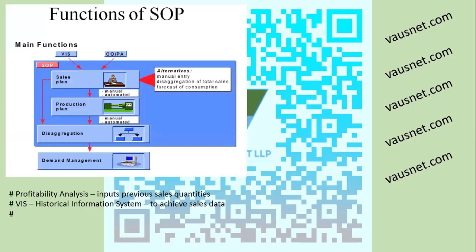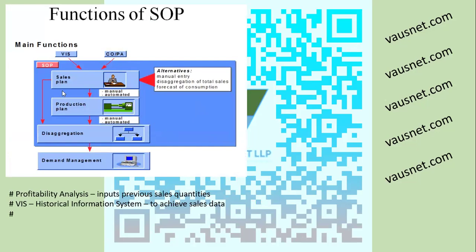Okay. The data flow or the availability of data of sales or estimates actually comes from two sources: profitability analysis, which is COPA from costing, and historical information system or legacy information system, which is other legacy systems that are producing production or sales data every year.